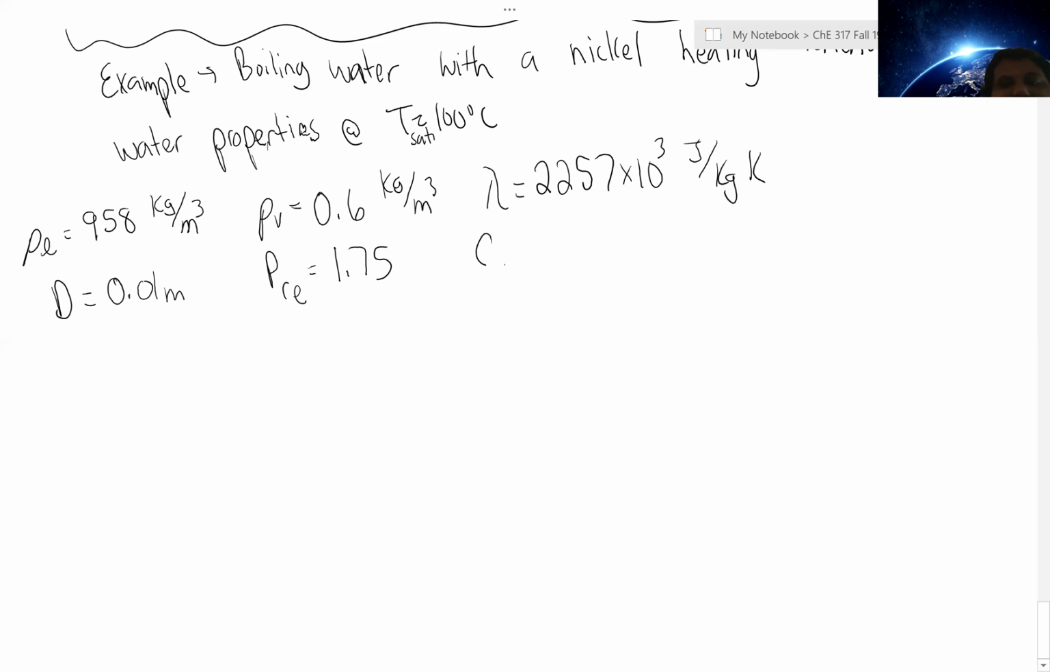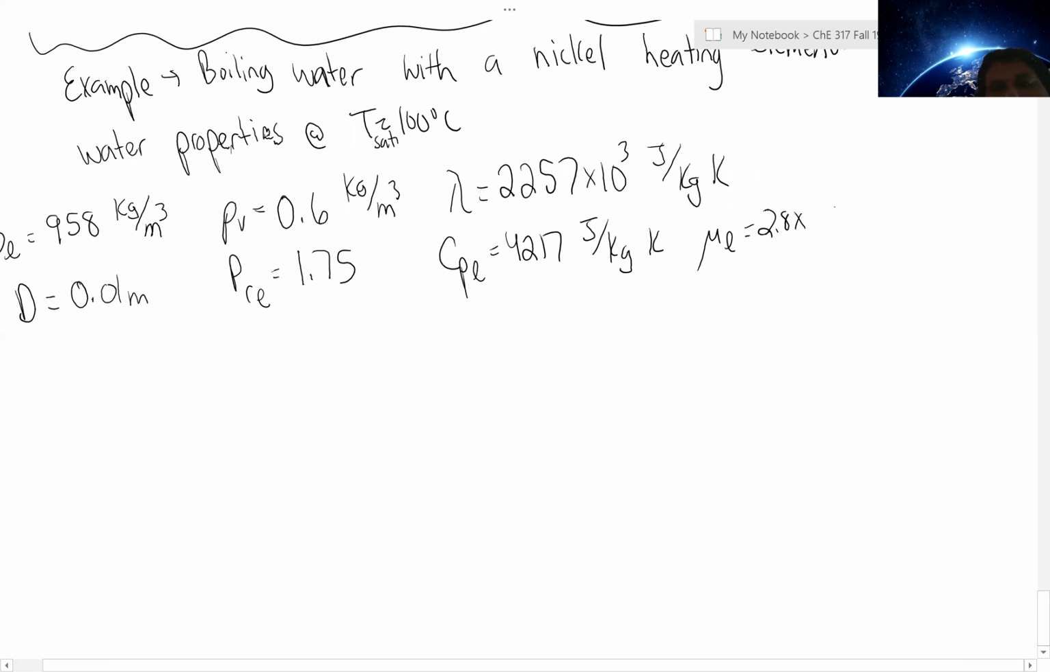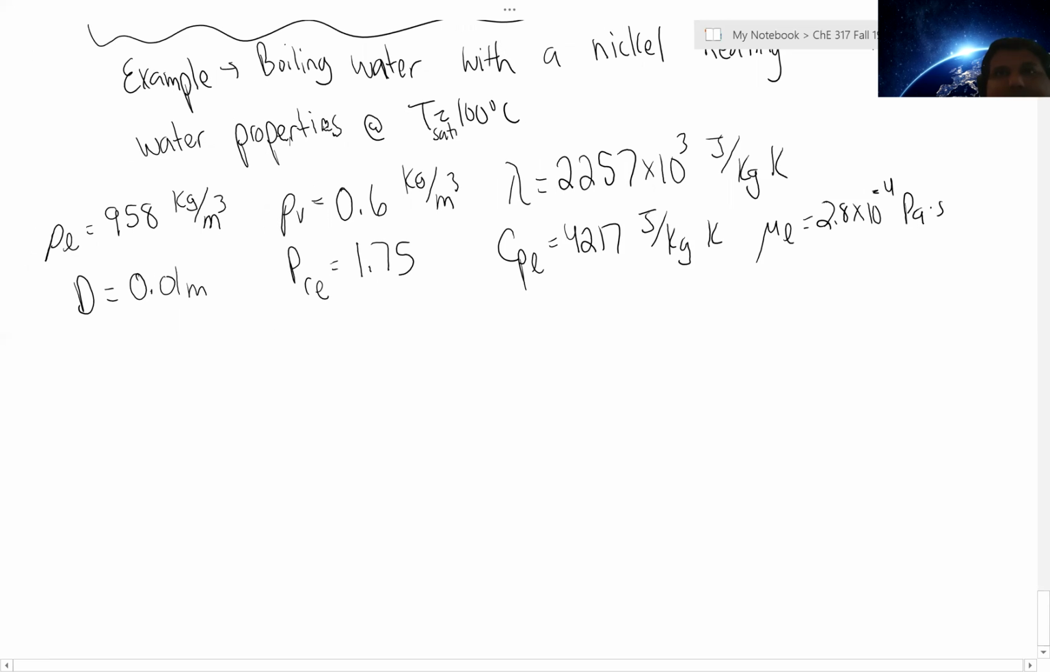The Prandtl number at this temperature is about 1.75. The heat capacity of my liquid is 4217 joules per kilogram Kelvin. My viscosity of my liquid is 2.8 times 10 to the minus 4 Pascal seconds. And so those are the properties I believe I need.